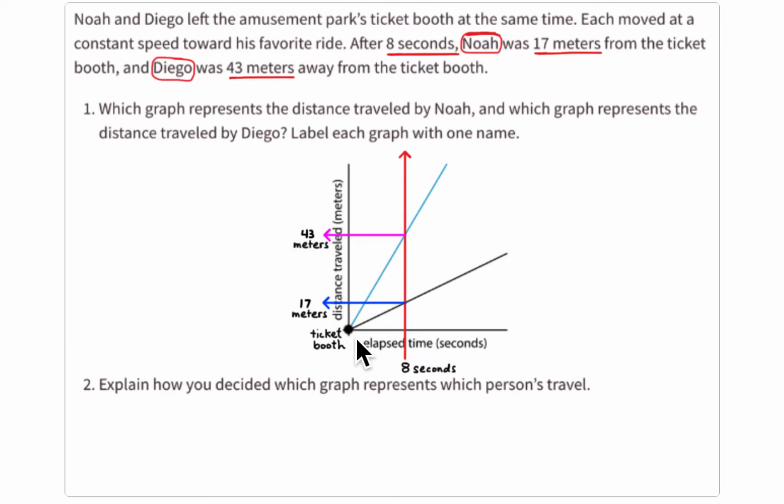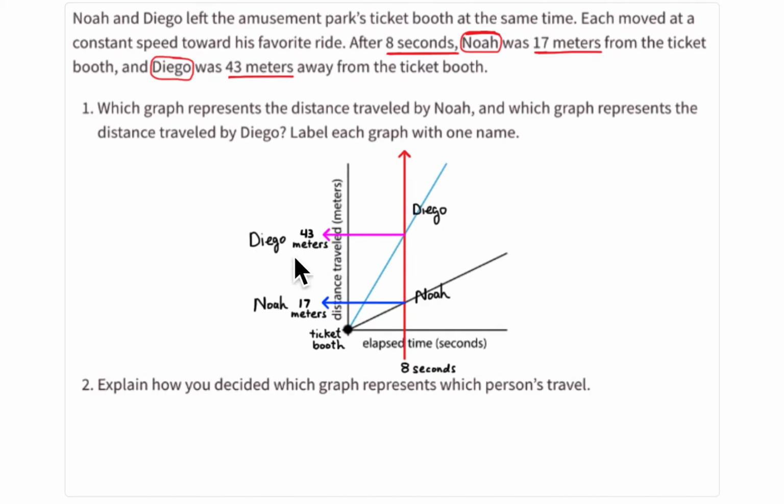This is the ticket booth. So distance from the ticket booth, 17 meters from the ticket booth and 43 meters from the ticket booth, both in 8 seconds. You go up here, 8 seconds, 17 meters, and 8 seconds, 43 meters. So you just look at the story and you can tell that Noah is the 17 meters. Noah was 17 meters away. So this graph right here is Noah. He's moving slower. He's not going as fast.